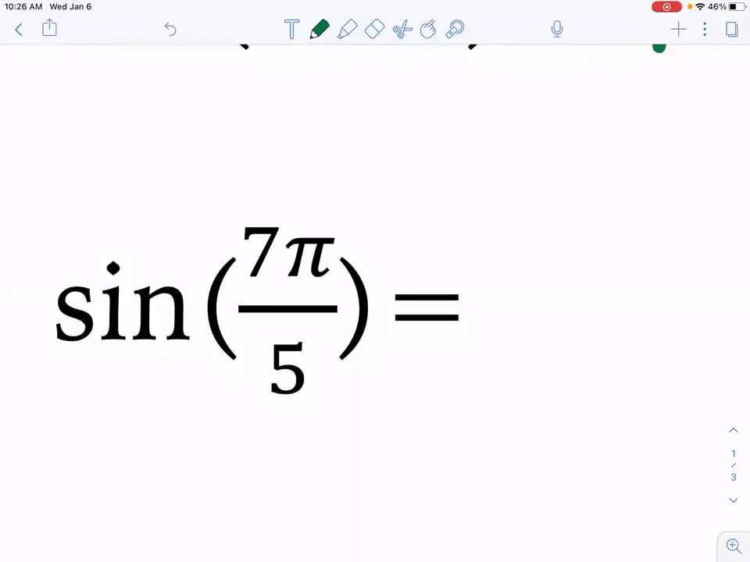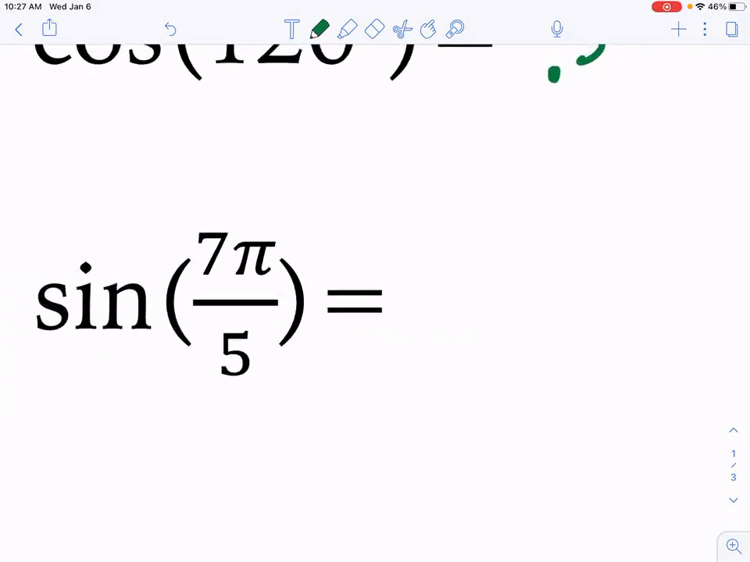This calculator. So maybe menu. Go to your run math. Here, angle, degrees, radians. All right, 4 decimal places. What is this? Negative 0.